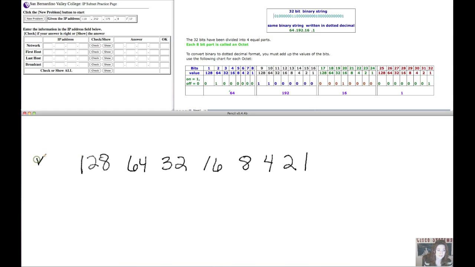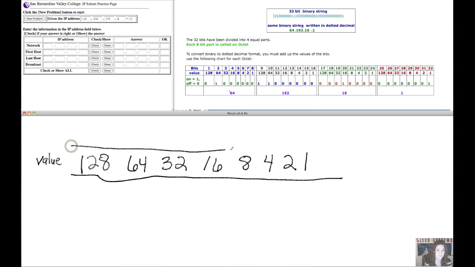Again, this is the value of each bit in the position that it is in each octet. So no matter which octet you're in, the first bit of that octet has a value of 128. The second, 64, and so on. We can use this to help us.